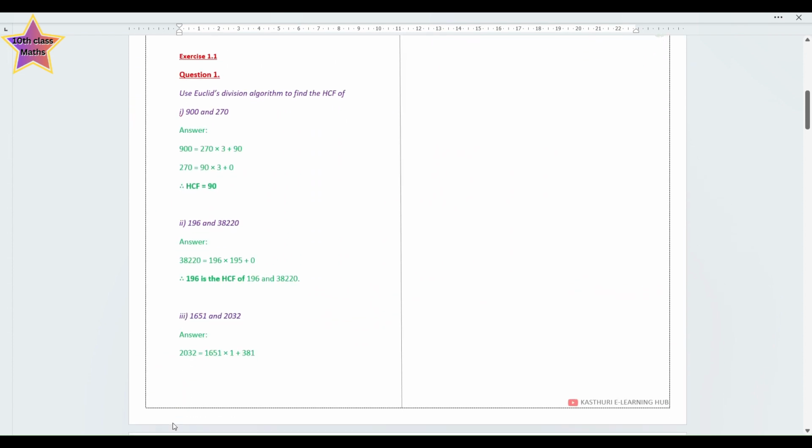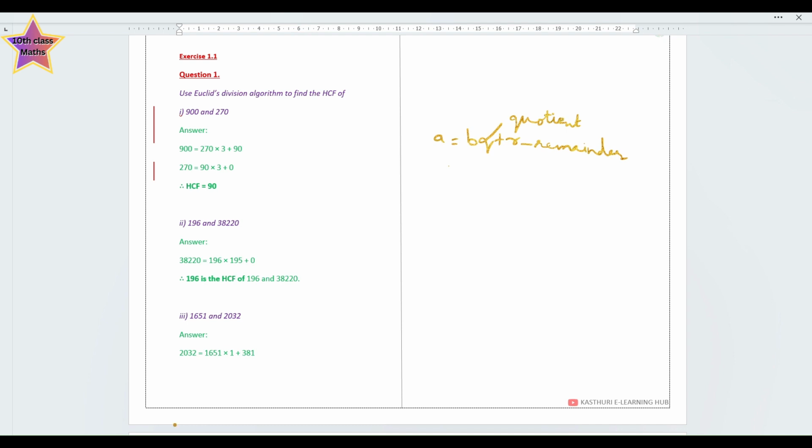In exercise 1.1, the first question is: use Euclid's division algorithm to find the HCF of 900 and 270. Okay, what is Euclid's lemma? It is a = bq + r, where r is the remainder and q is the quotient.